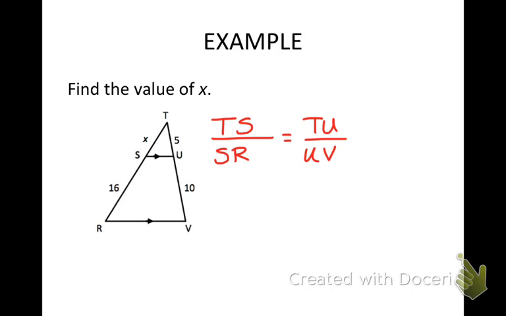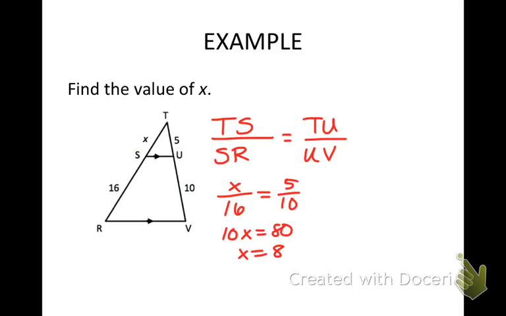Equals. What is the length of TS? 5x. SR is 16. TS is 5 over 10. Now this one's a little bit obvious, because what's true about our proportions? It's half, right? 5 is half of 10, so what can we assume x would be? 8. Let's cross multiply that. 10x is equal to 80. X is equal to 8.